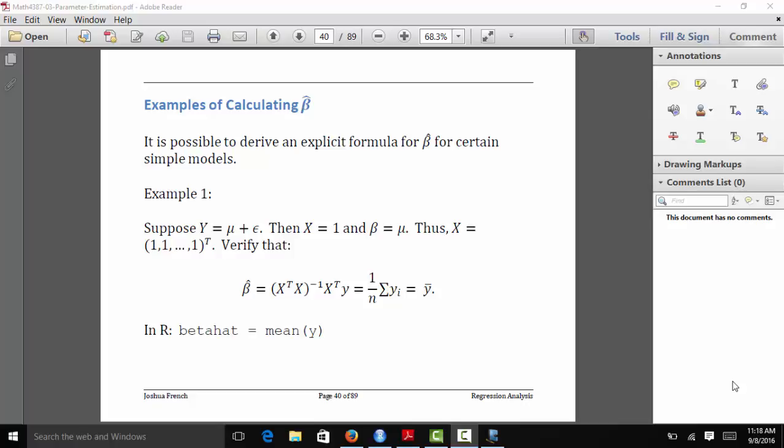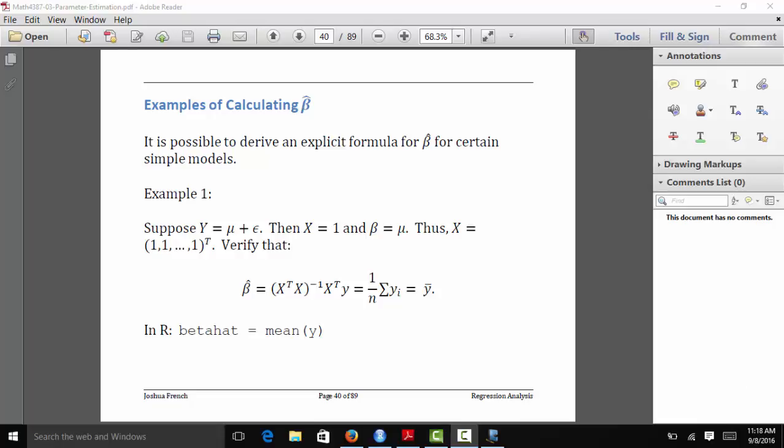So we're going to look at some examples of calculating beta hat using the matrix formula that we just derived. We're going to do a couple of quick examples. The first example assumes that we just have a constant mean. So it's actually a little bit of a simpler model than what we normally have been doing.